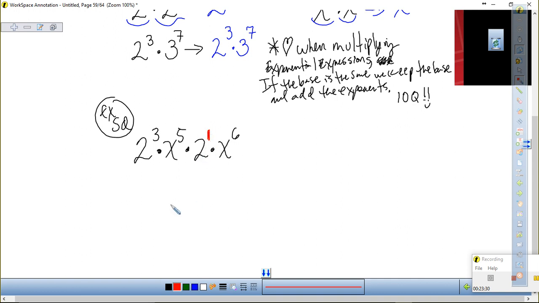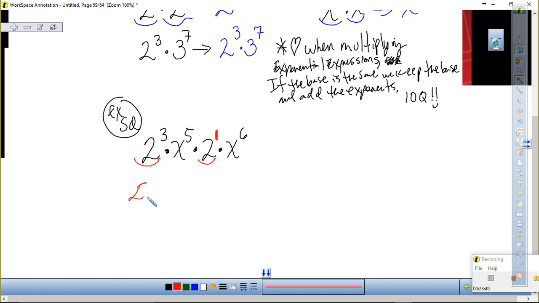Now check this out. This is the kind of work I want to see tonight. Look up to the screen. Multiplication all the way through, yes? However, which ones are the same base? This one and this one. So can I move stuff around? Yes. 2 to the third, and that's an ugly 2. 2 to the third times 2 to the first.